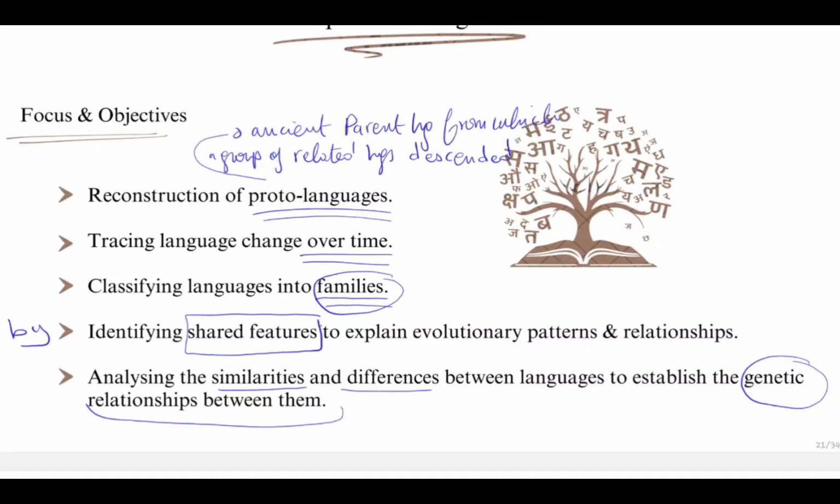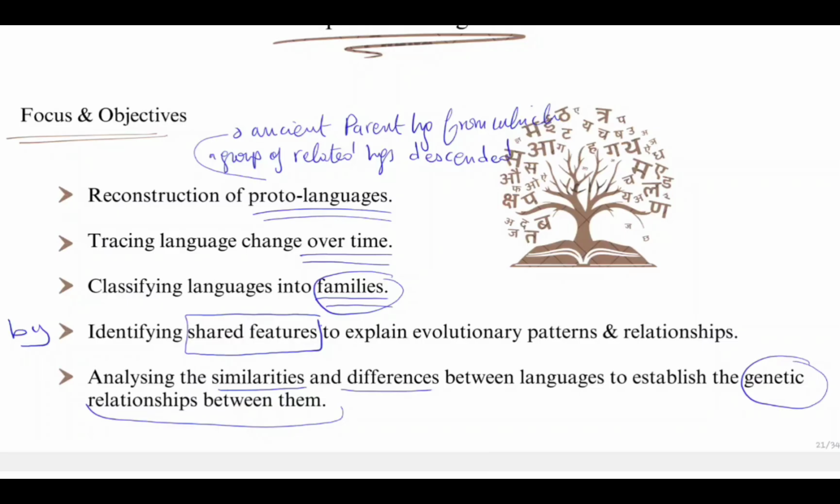As for the focus and objectives of comparative linguistics, first, it was always to reconstruct proto-languages. They refer to ancient parent languages from which a group of related languages descended. Alright, so tracing language change over time, and here we can see the diachronic sense of studying languages. Classifying languages into families by identifying shared features, all right, to again explain the evolutionary patterns and relationships.